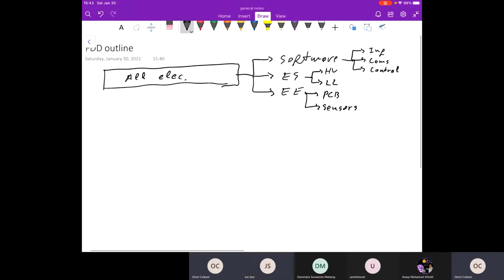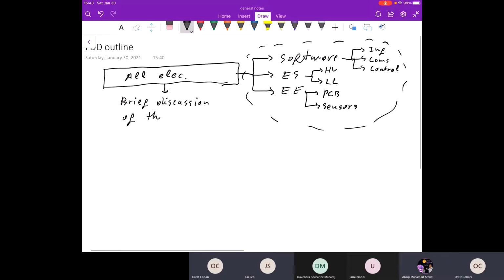Okay, so one thing we can do is start by giving an overview of what the function of the electrical system is in the pod. We describe this structure briefly, so that we let the reader know what we will be talking about. So like a brief discussion of the structure. Yeah, like a small executive summary.